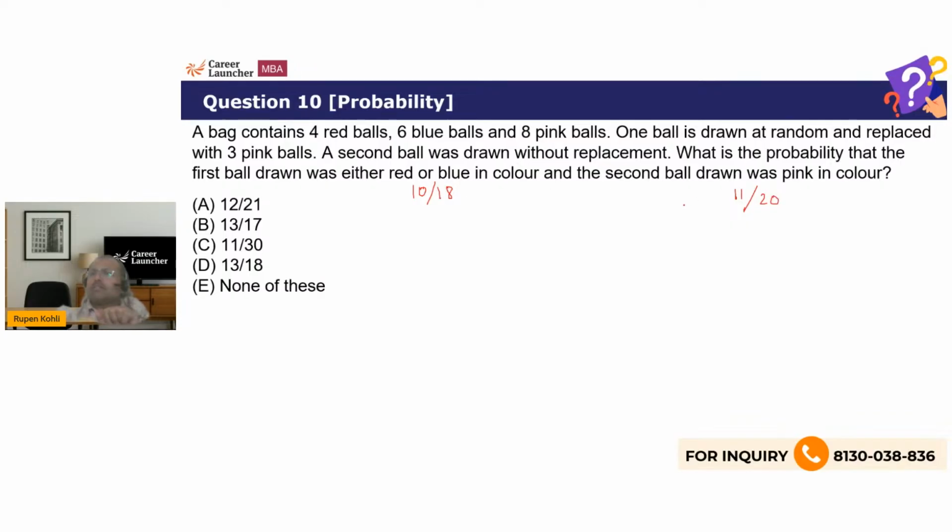So these two are the respective probabilities which we will simply multiply, right? 10 by 18 into 11 by 20 gives me this: 10 goes off, and 2 into 18 is 36, so 11 by 36. But I don't see 11 by 36 in the first 4 options, so I must mark none of these, right? So I hope you have taken some learnings, right? And yeah, so keep up with the practice.